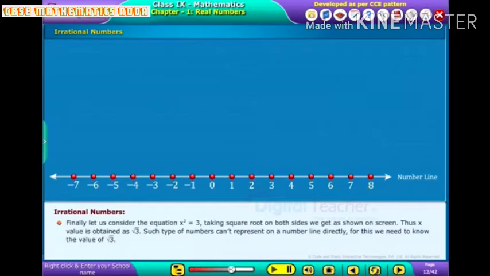Finally, let us consider the equation x square equal to 3. Taking square root on both sides, we get as shown on screen. Thus, x value is obtained as √3. Such type of numbers can't be represented on a number line directly. For this, we need to know the value of √3. So, let us find the √3 value by long division method.